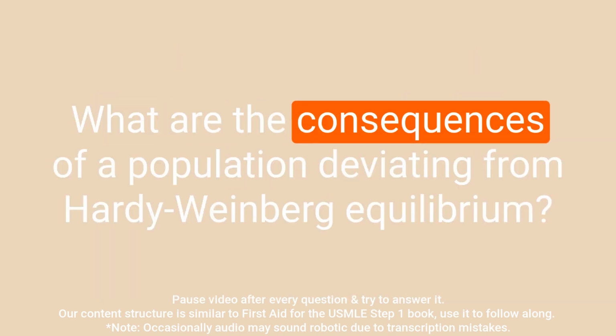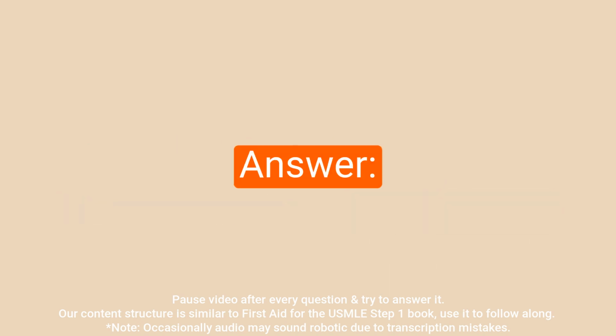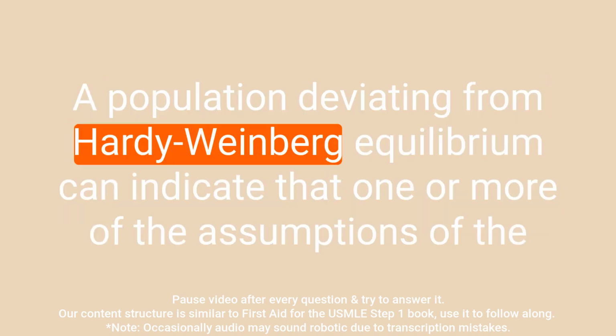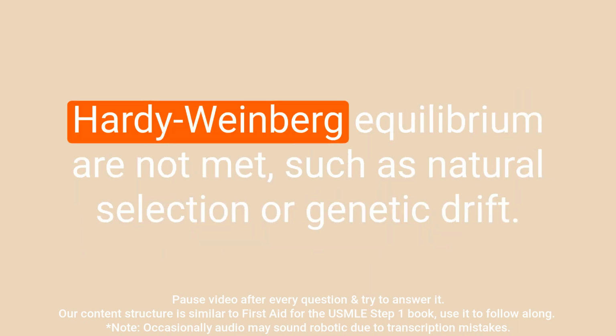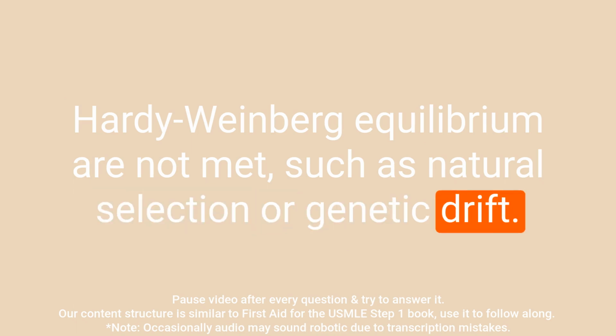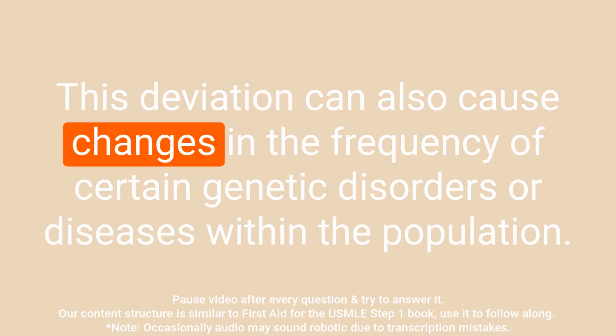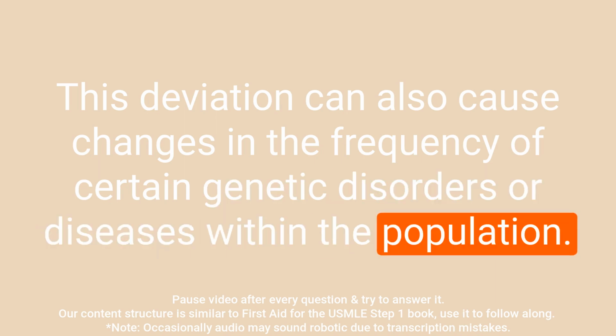Question: what are the consequences of a population deviating from Hardy-Weinberg equilibrium? Answer: a population deviating from Hardy-Weinberg equilibrium can indicate that one or more of the assumptions of the Hardy-Weinberg equilibrium are not met, such as natural selection or genetic drift. This deviation can also cause changes in the frequency of certain genetic disorders or diseases within the population.